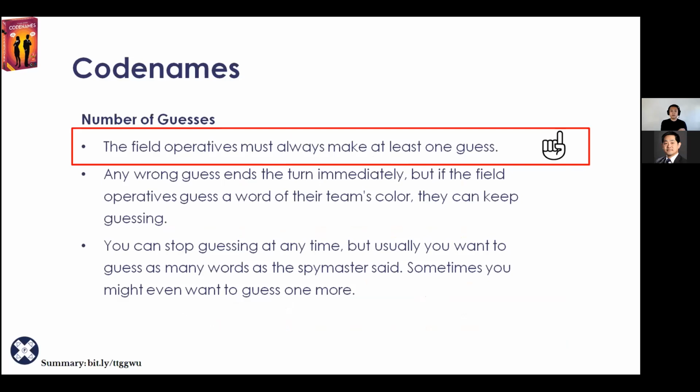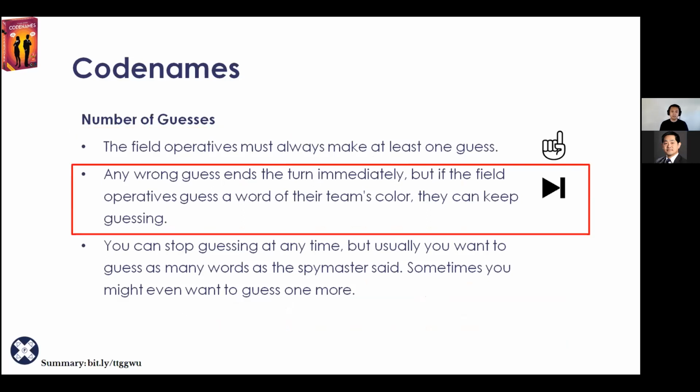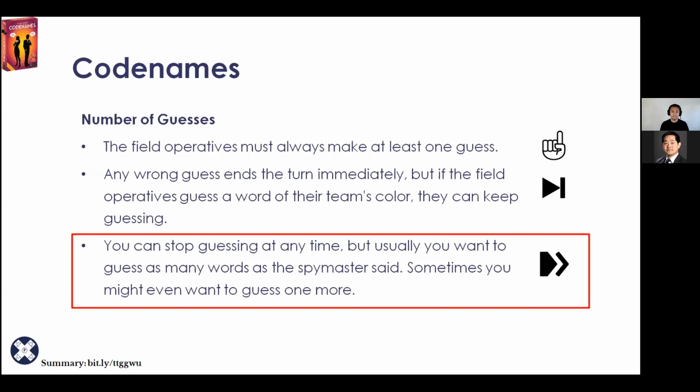So let's talk about the number of guesses that your teammates can take in a moment. The field operatives must always make at least one guess. Whenever you as the spymaster give a clue, your field operatives have to touch at least one card on the board in order to make that guess. Any wrong guess is going to end that turn immediately. But if your teammates as the field operatives guess a word of their team's color, you can keep guessing. So you just have to hope that you're guessing the right cards for your team and not the other team's cards, not the assassin, and not any bystanders.